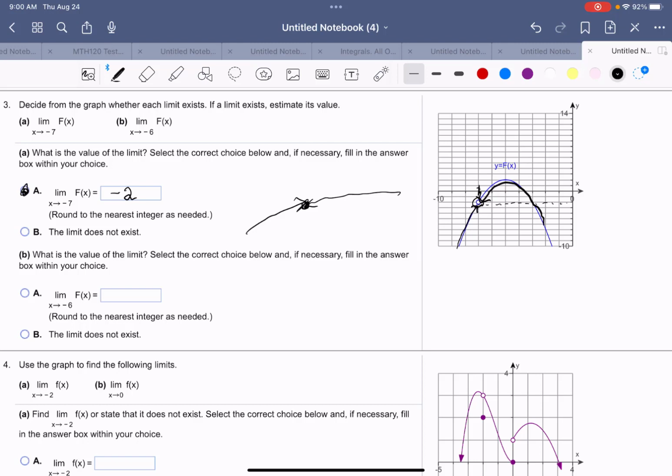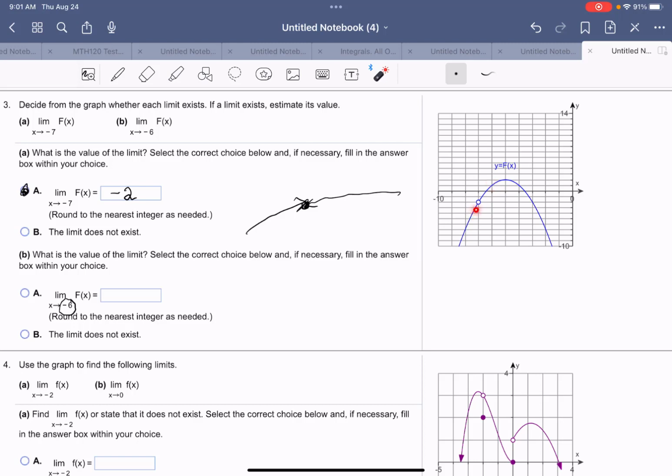Part B, what is the value of the limit? Select the correct choice below, and if necessary, fill in the answer box with your choice. The limit as x goes to negative 6, that's both from the left and the right, of the function. So I'm going to go back over here to my function, and I'm going to look at x is negative 6 from both the left and the right. So we've got to count again. Negative 1, negative 2, negative 3, negative 4, negative 5, negative 6. So we're talking about right here.